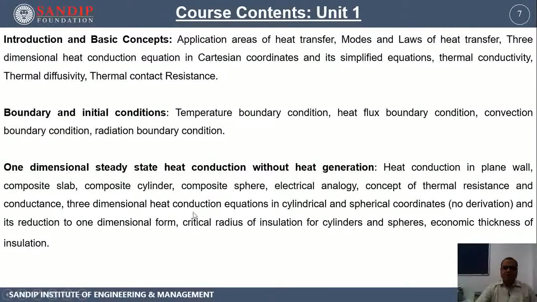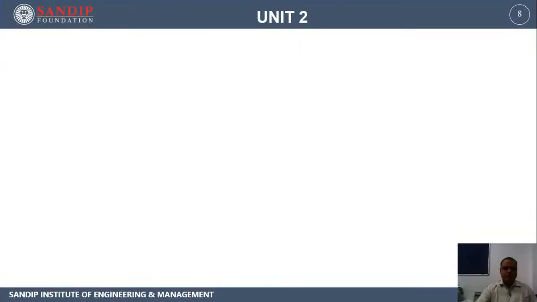and once again we are going to have a look at the three-dimensional conduction equation in cylindrical and spherical coordinate systems and their reduction to the one-dimensional forms, and then we are going to talk about the critical radius of insulation, another important concept for cylinders and spheres. So this was unit number 1.